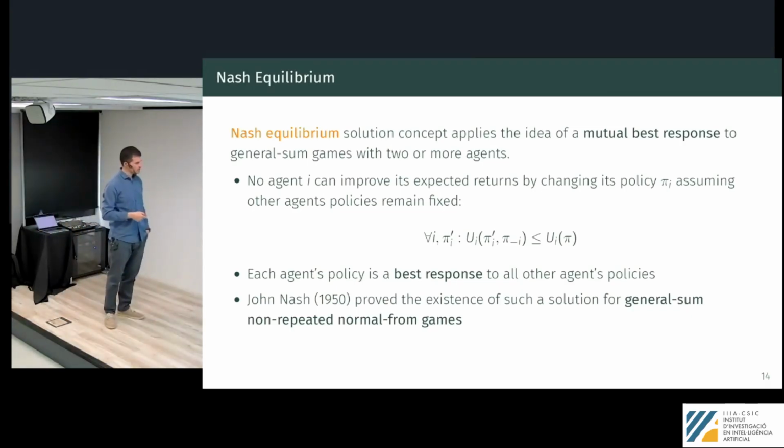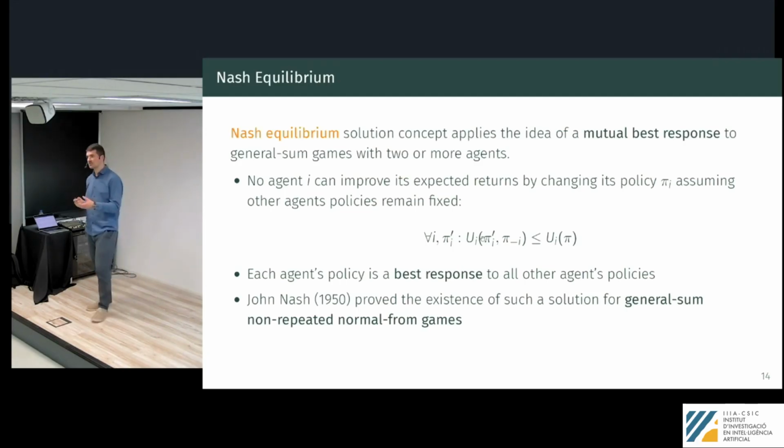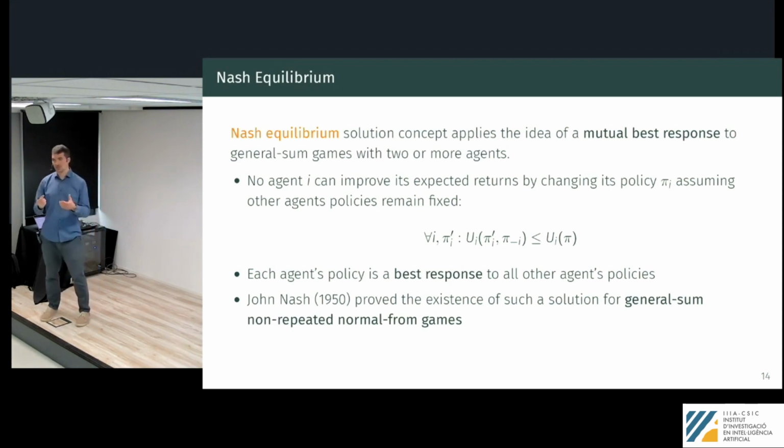So John Nash first proved that any game admits a solution like this. And in fact, this is non-unique. Many games actually have more than one Nash equilibrium. There could be many different kinds of Nash equilibria, and they all have this property that the policies are mutual best responses.